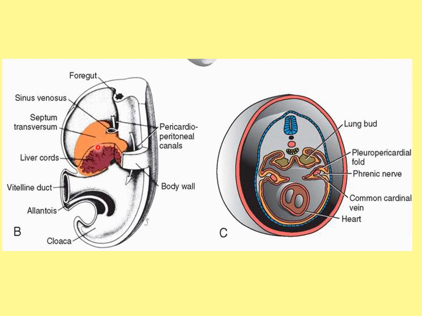You must remember that it is making up the central tendon of the diaphragm. So again, the septum transversum is not only making the central tendon of diaphragm, you must remember that this is also participating in formation of the fibrous pericardium.